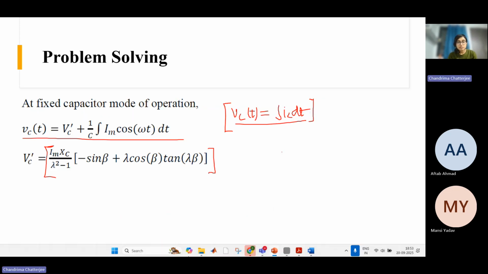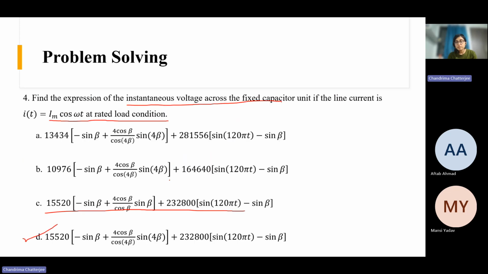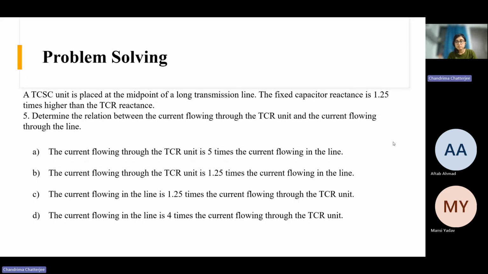Basically, in the expression of VC dash, there is tan lambda beta, and if you express it as sine 4 beta by cos 4 beta, you will get this part. So this is the VC dash part, and this is the integration part. Okay, so let's see the next problem.